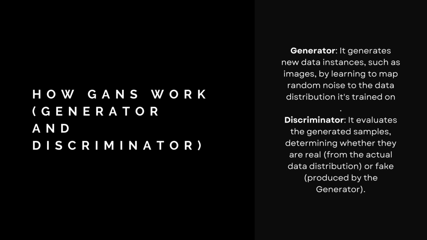How do GANs work? Which means, how do the generator and the discriminator work? The generator generates new data instances such as images by learning to map random noise to the data distribution it is trained on. And the discriminator evaluates the generated samples, determining whether they are real, which means from the actual data distribution, or fake, which means produced by the generator.